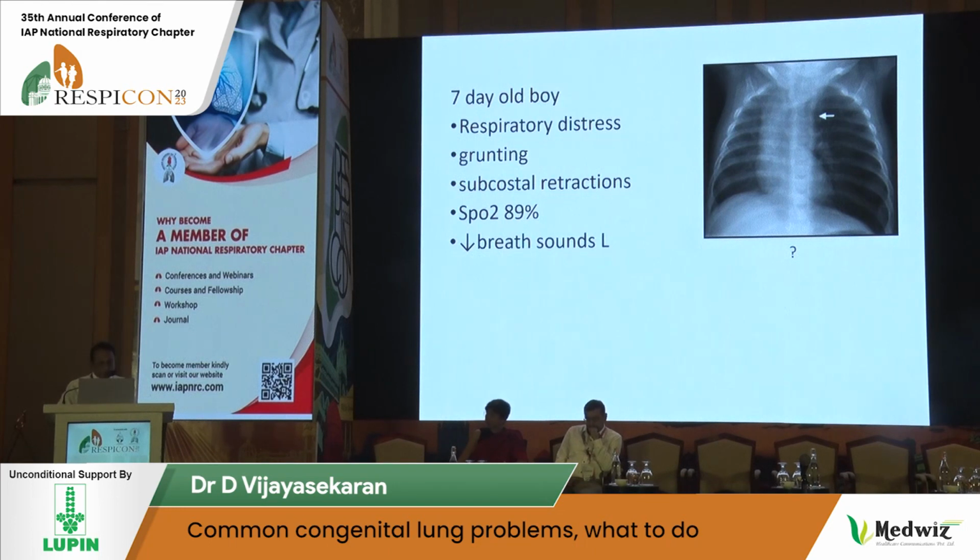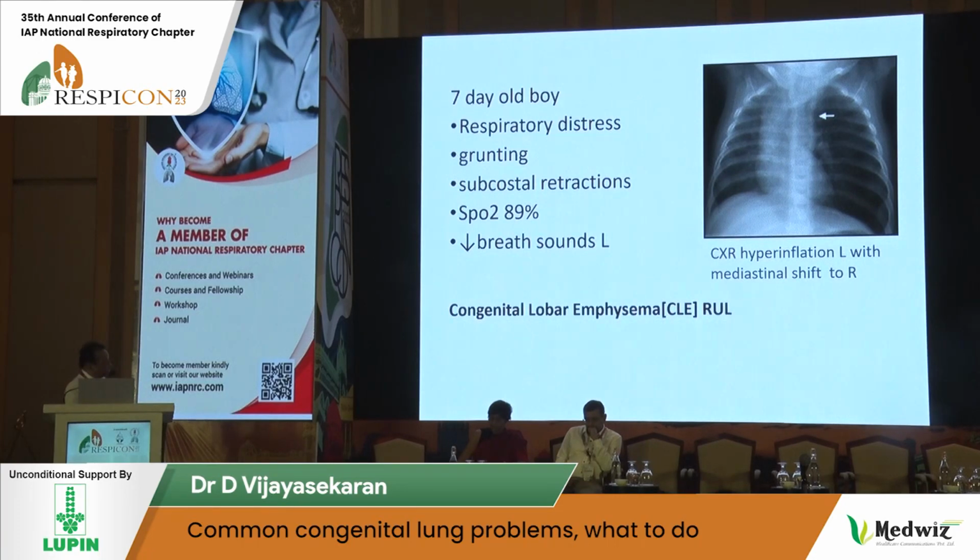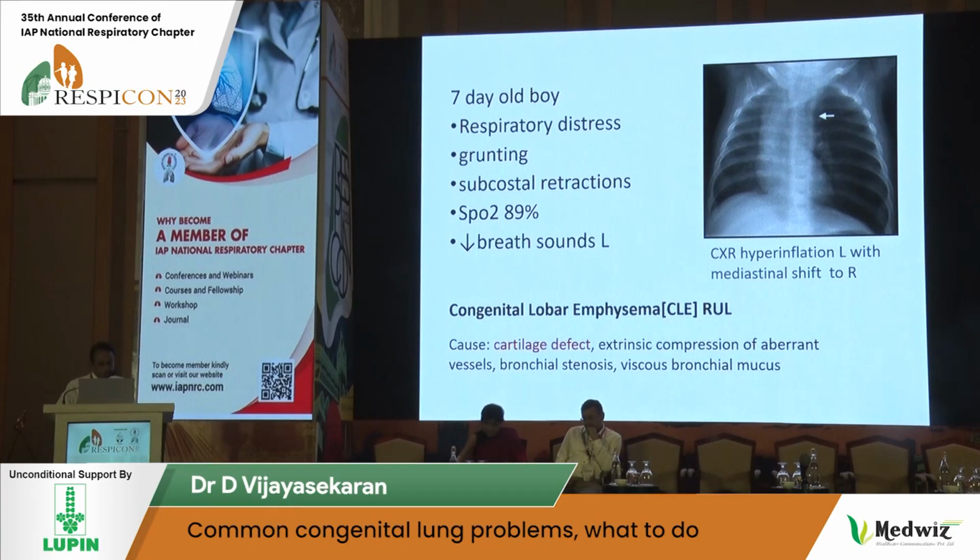This is a 7-day-old baby presenting with grunting. Can you look at this one? There is a mediastinum shift, and whenever there is a mediastinum shift and hyperaeration, you can think of congenital lobar emphysema. Now, this is mostly due to a cartilage defect.